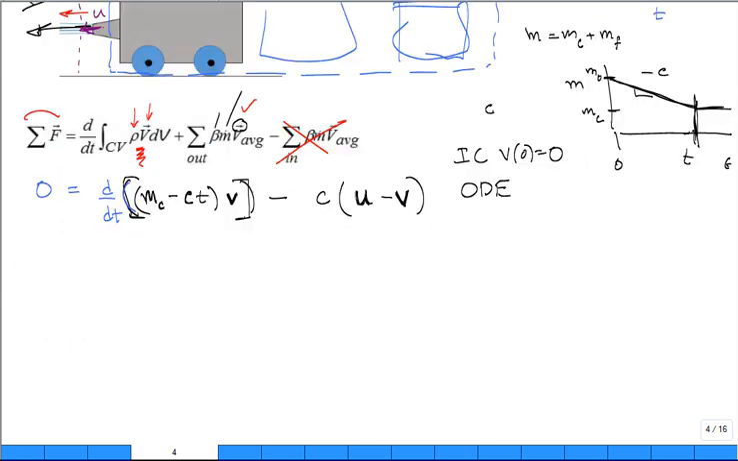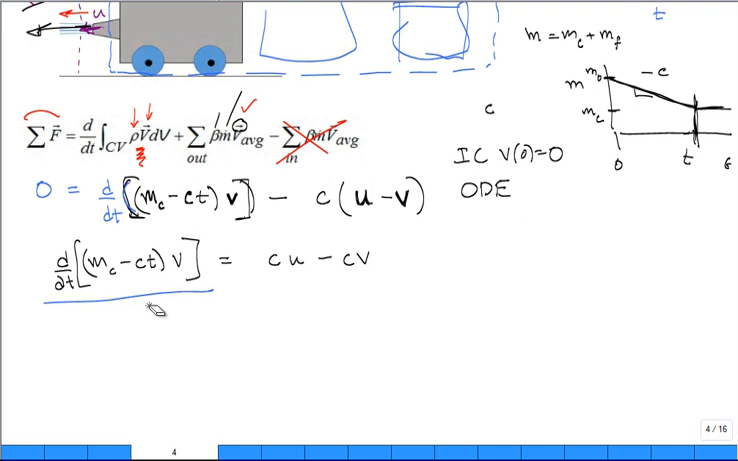So how do we do this? Let's first put one on the right side, one on the left side. The derivative with respect to time of the mass of the cart, m sub c minus ct, times v of the cart is equal to c times u. Now the next one, differentiate this with respect to time.